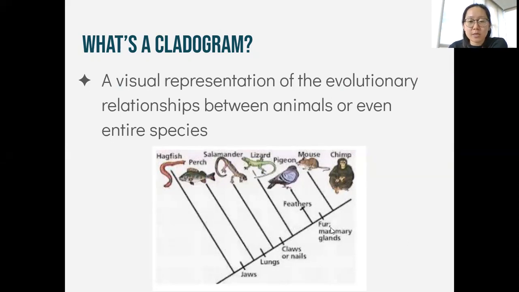Cladograms are nice because they're marked by the characteristics that differentiate each of these groups of organisms or each of these species. If you are on the left side of one of these demarcations, that means you didn't develop this evolutionary trait. But if you're on the right side, then you have this evolutionary trait. For example, here we have fur and mammary glands. We know that mice and chimps have fur and mammary glands, so they're on the right side of this branching. On the left side of the demarcation, we have pigeons, lizards, salamanders, perch, and hagfish, all of which do not have fur or mammary glands to produce milk.